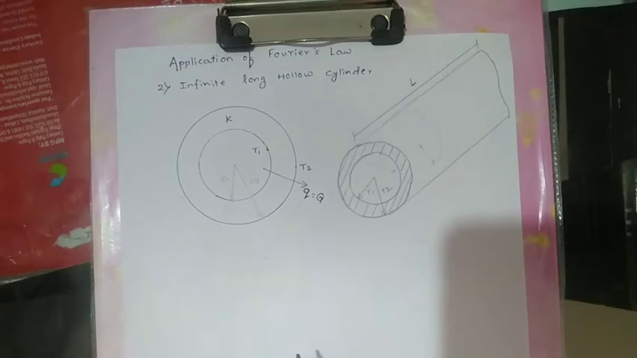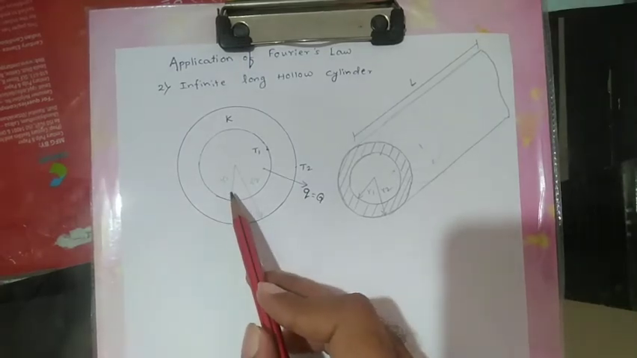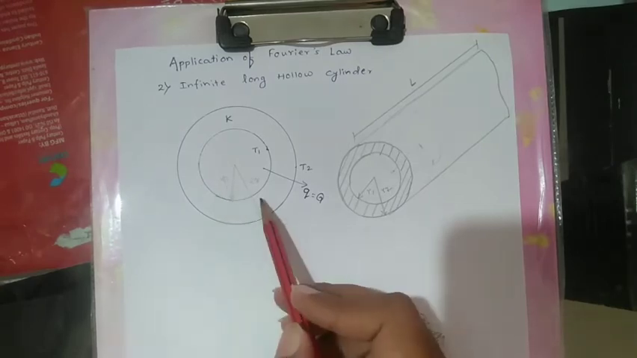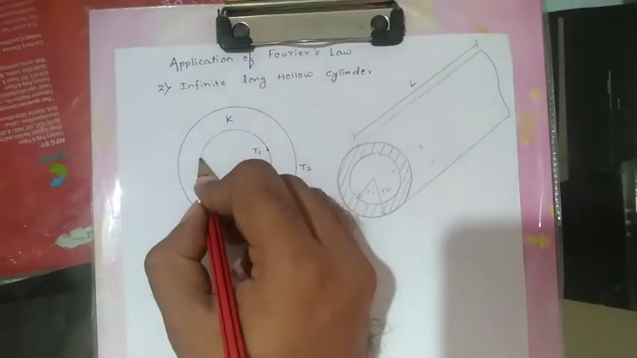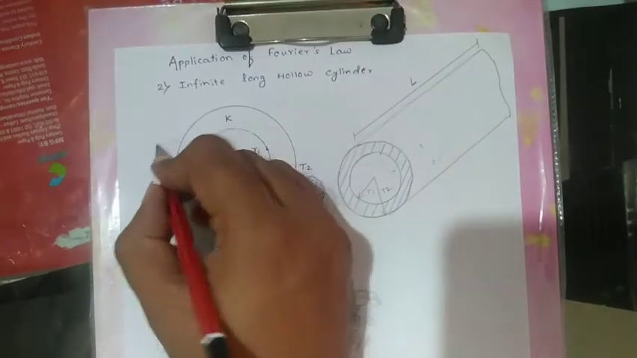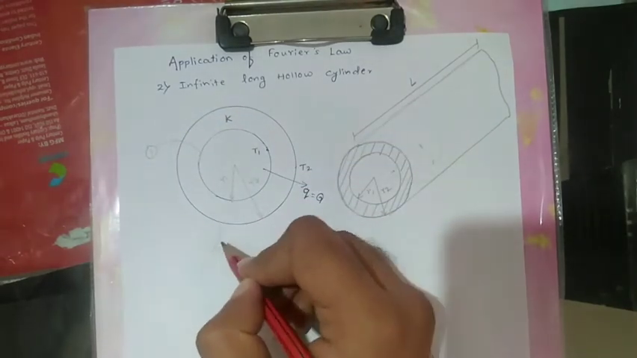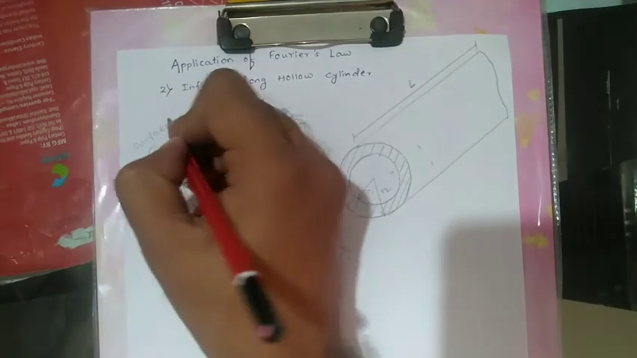Hello everyone. So in this video we are going to see the application of Fourier's law for an infinitely long hollow cylinder. Here let us consider a hollow cylinder of dimension R1 as the inner radius and R2 as the outer radius. We are going to consider the inner surface as surface 1 and the outer as surface 2.